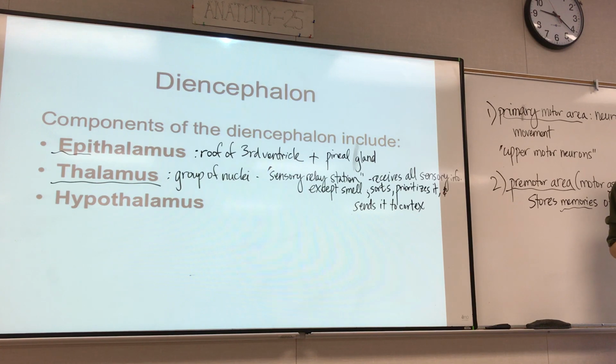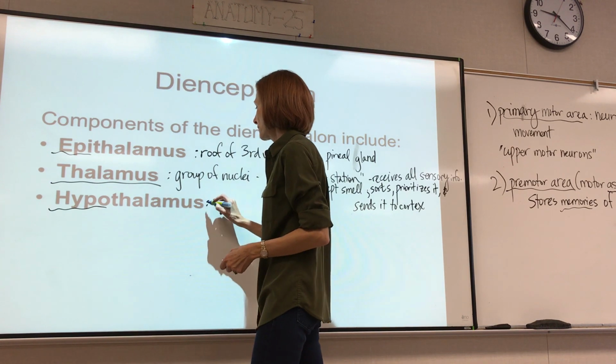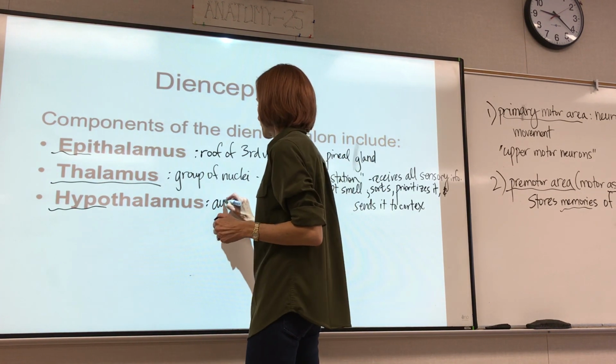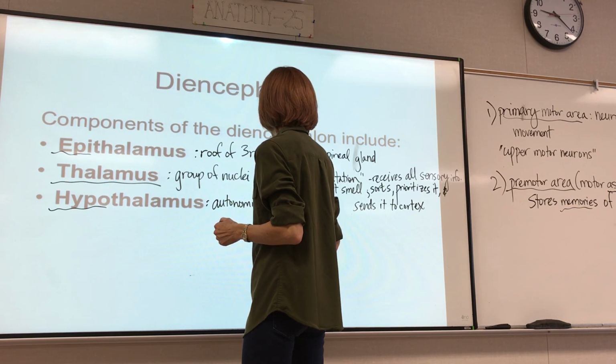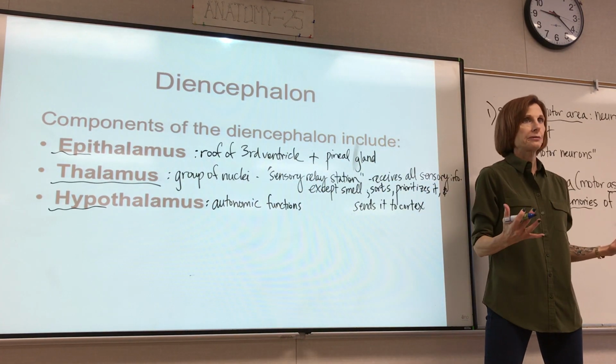So it's kind of the, I don't know, secretary for the cortex. The hypothalamus is below the thalamus, hypo meaning below, and this is an important area for autonomic functions. Autonomic meaning it controls everything we can't control voluntarily. Okay, so it's actually a huge number of functions.